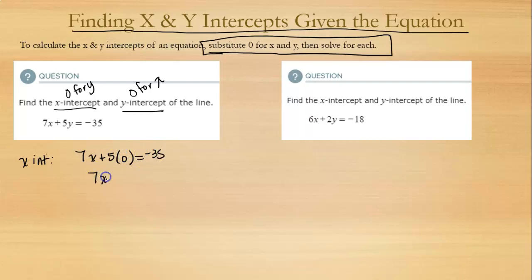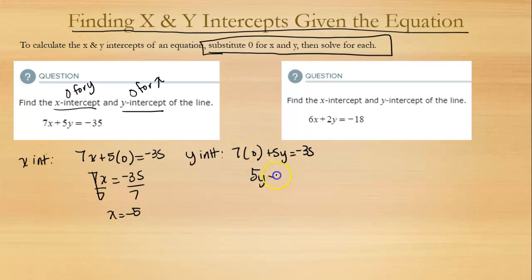5 times 0 is 0, so that's 7x equals -35. Divide both sides by 7. The 7's cancel, so the x-intercept is -5. For the y-intercept, we're going to substitute 0 for x. So that becomes 7 times 0 plus 5y equals -35. 7 times 0 is 0. 0 plus 5y is just 5y. Divide both sides by 5, and so y equals -7.